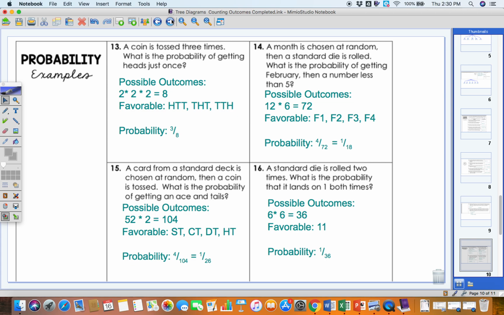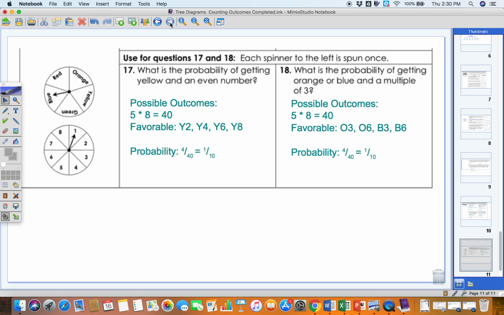If you want to pause, these last 2 pretty much do the same thing. On 15, it stands for spades, tails, clubs, tails, diamonds, tails, hearts, tails. And then finally, this last one, we have the spinner to the left, and it's the same thing. There are 5 outcomes on the first and 8 outcomes on the second for a total of 40 possible outcomes. Yellow and even are yellow 2, yellow 4, yellow 6, or yellow 8, so that's 4 out of 40. Then orange or blue and a multiple of 3 would be orange 3, orange 6, blue 3, or blue 6. So you can have different situations that come up to the same probability.